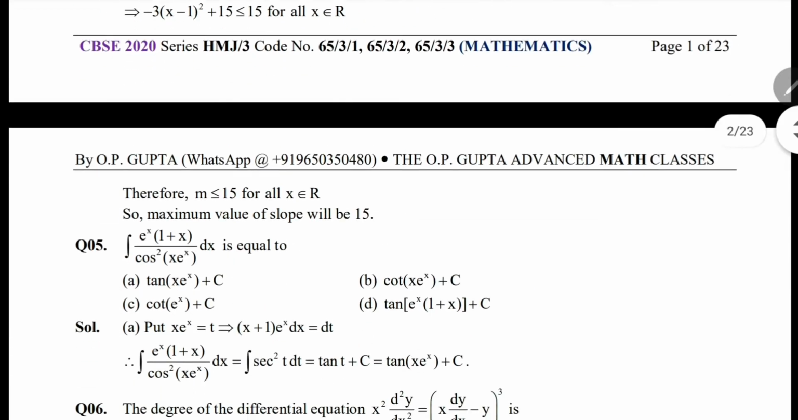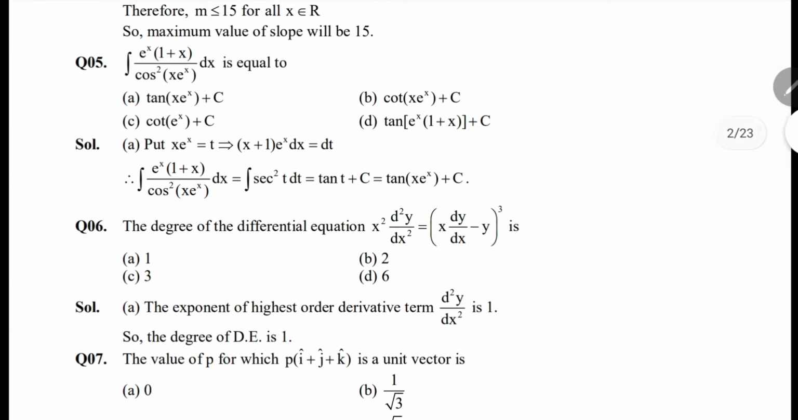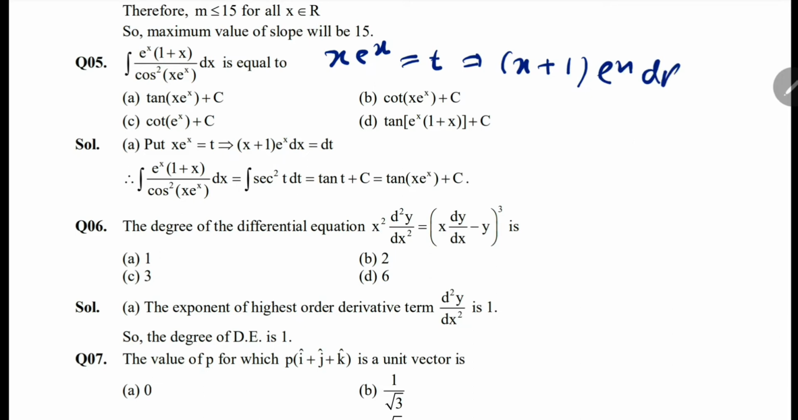Now moving to the next question, that is question number 5. It is from integration. As you can see, we will be using the substitution method. Look at this angle x e^x. So what we are going to do, we will replace x e to the power x by t and then proceed. So (x plus 1) into e to the power x dx equals dt.